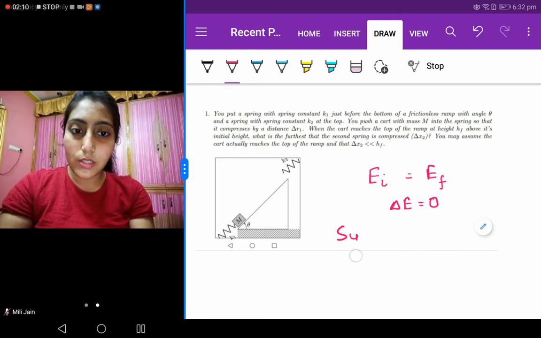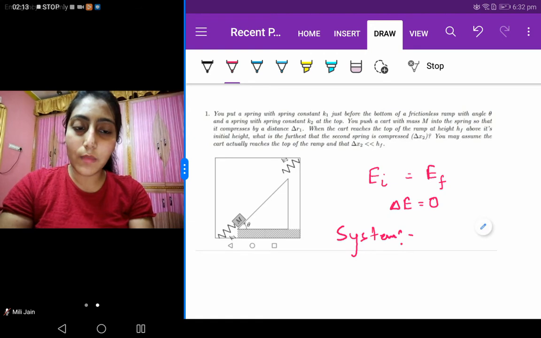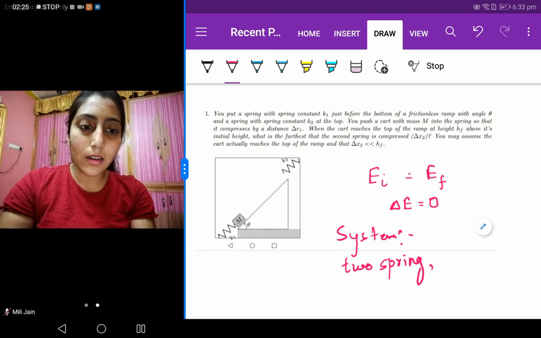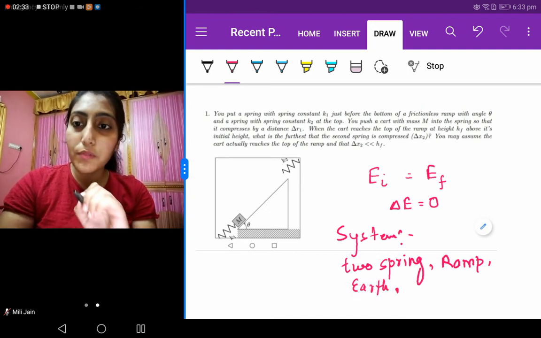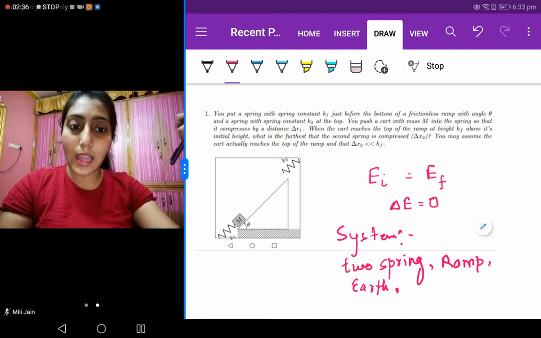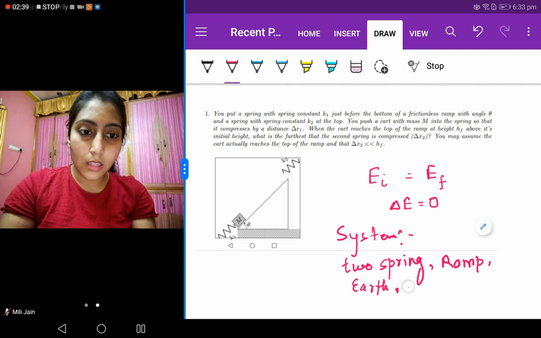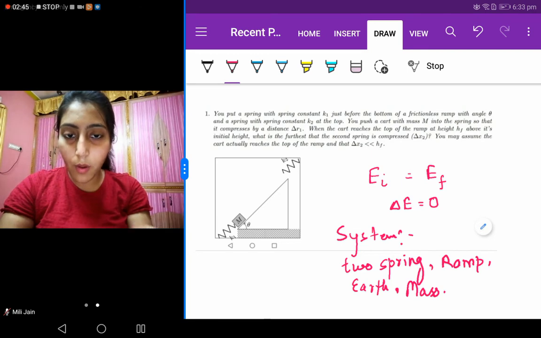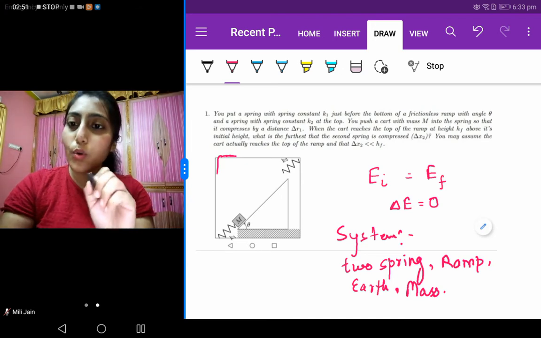Okay, so whenever you are solving this type of problem, you should mention what your system is. So here we have the system as our two springs, then the ramp, then the earth. Why am I taking the earth? Because there is an involvement of gravitational potential energy when it is going to height hf. And then obviously the mass. So this square box in the diagram is our closed system.